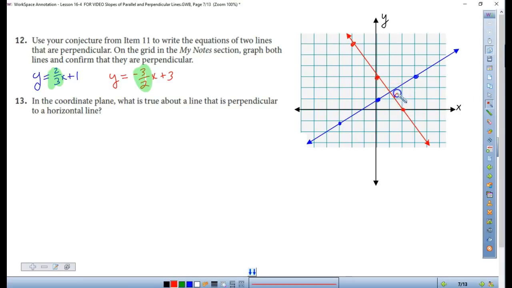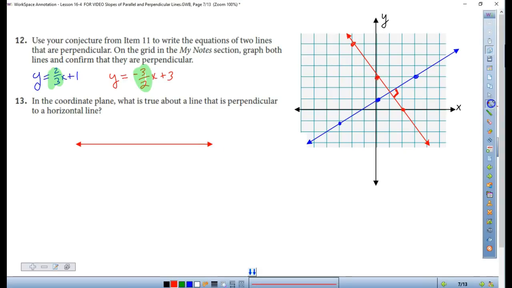So yeah, looks like it. I mean, we don't have a protractor handy necessarily to measure that, but it does appear to be a 90-degree angle. So we don't want to assume when we're looking at geometric diagrams, but right now we're just sort of testing the reasonability of our conjecture. So in the coordinate plane, what is true about a line that is perpendicular to a horizontal line? Can you imagine that? What would be perpendicular? What would form 90 degrees with a horizontal line?